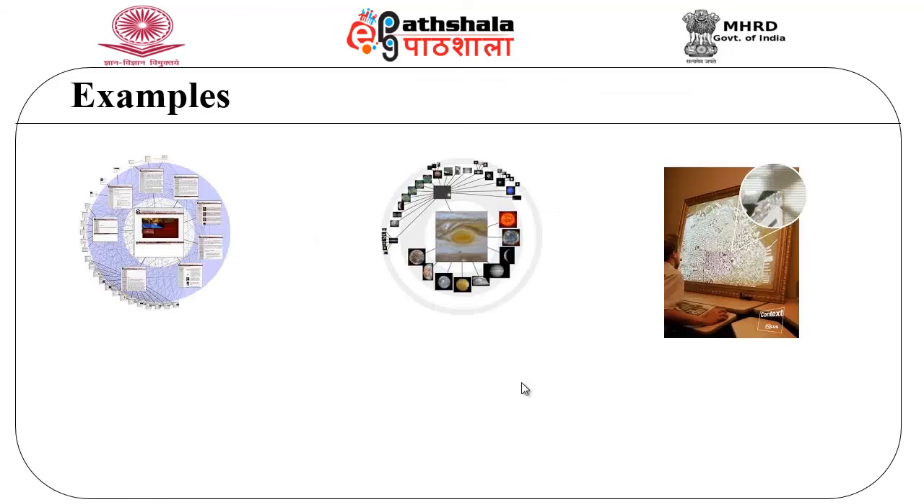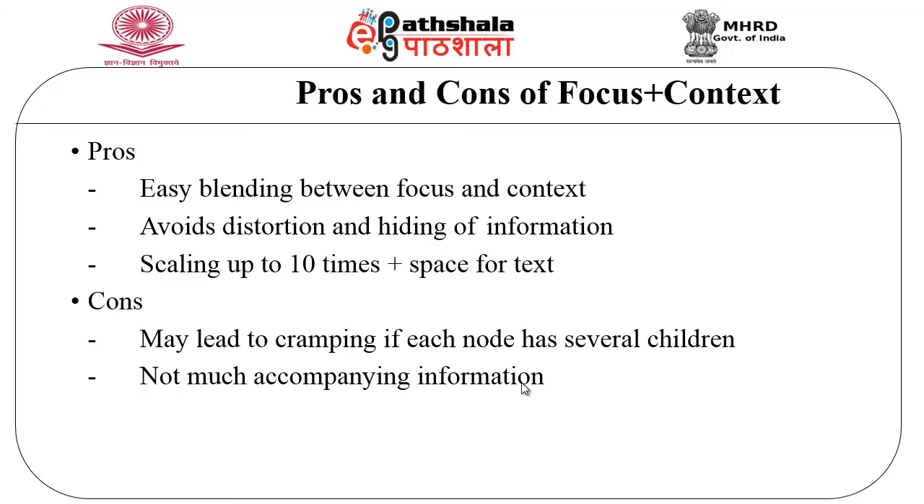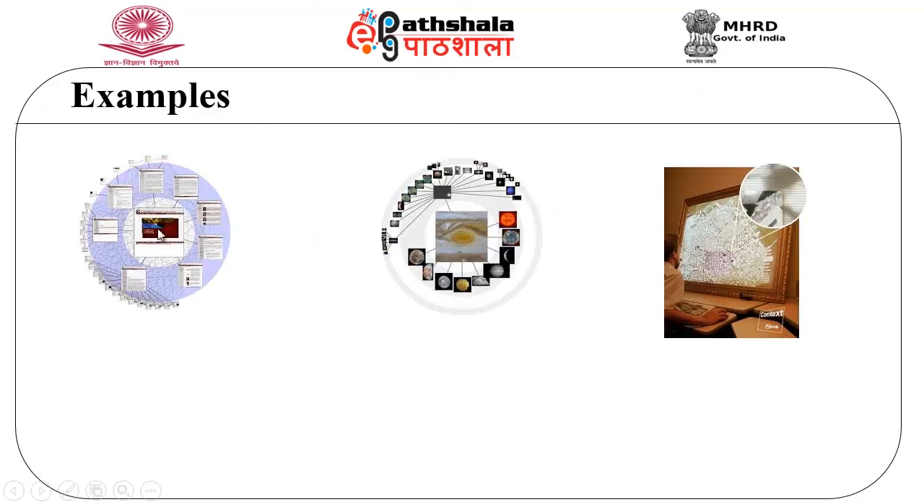So these are certain examples of the focus plus context approach. If you look at the first example, we can see the entire context information is also available, and if you move our cursor over each and every item, the detailed view of the focused information is being shown here. Similarly, in the second figure, you have the entire context, the full overview information with the detailed information of the focused object.